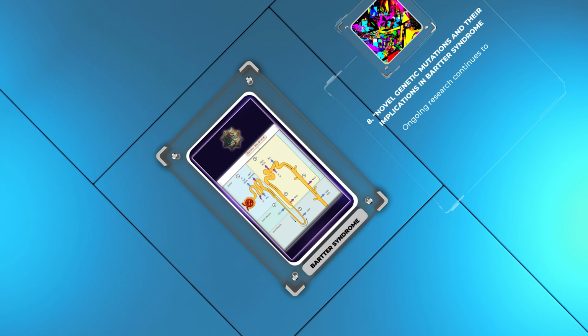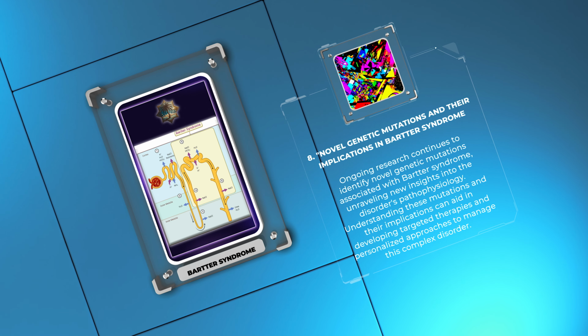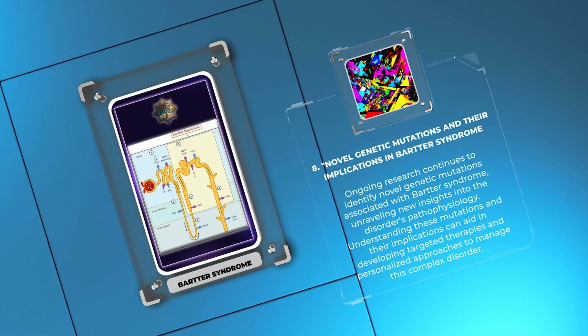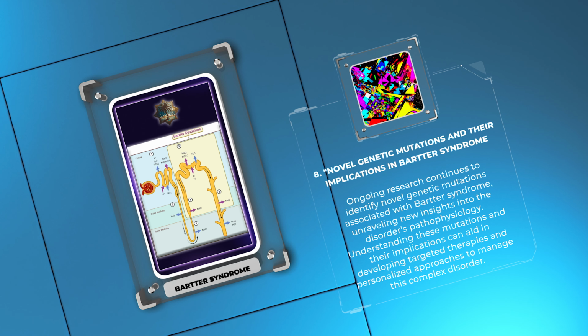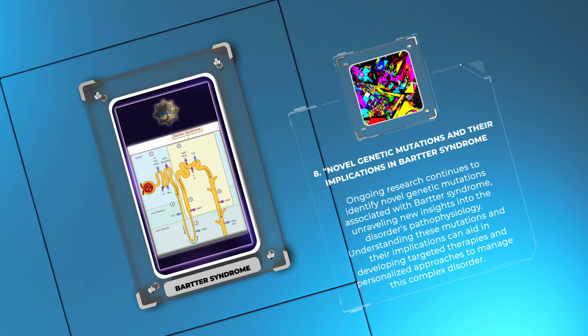Ongoing research continues to identify novel genetic mutations associated with Bartter syndrome, unraveling new insights into the disorder's pathophysiology. Understanding these mutations and their implications can aid in developing targeted therapies and personalized approaches to manage this complex disorder.